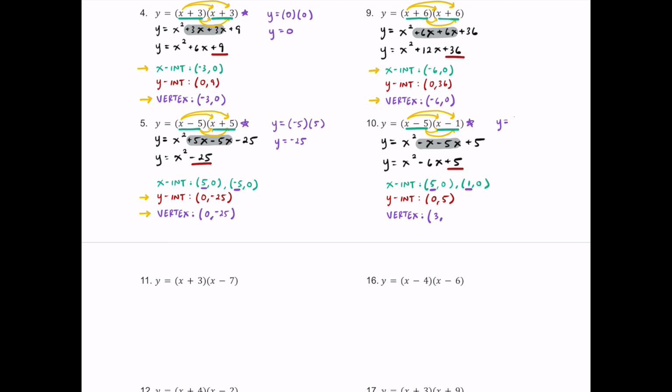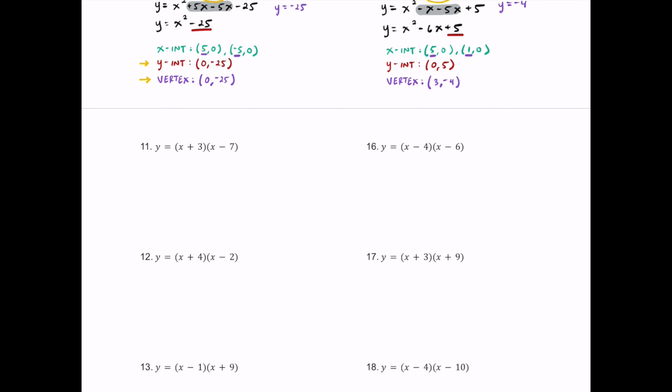Well, 3 minus 5 would be -2, and 3 minus 1 would be +2. And so that would equal -4. So (3, -4) would be the vertex for this parabola. Alrighty, halfway there. Let's try a few more.